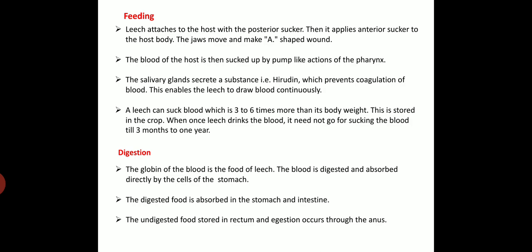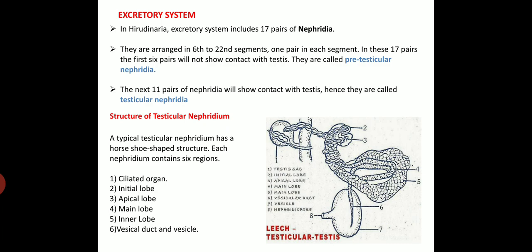Once the leech drinks the blood, it need not go for sucking blood for 3 months to 1 year. Digestion: the globin of the blood is the food of the leech. The blood is digested and absorbed directly by the cells of the stomach. The digested food is absorbed in the intestine and stomach. The undigested food is stored in the rectum and egested through the anus. So this is the digestive system of the leech.